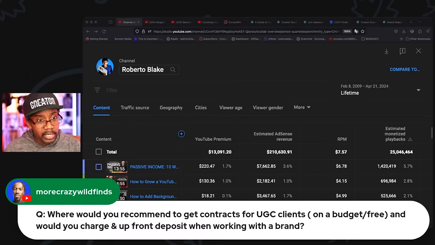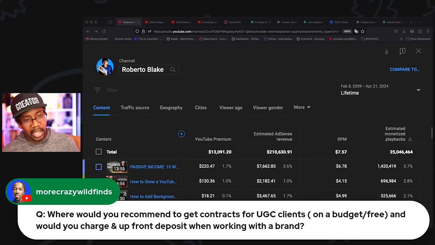Now, if you do a multi-platform situation with UGC, that's easier to secure upfront payment on. It just happens to work that way. YouTube is a little different. But if they are participating in Instagram and TikTok or multi-platform, then those brands tend to be more flexible on some version of upfront payment, sometimes a deposit of 20%, half upfront, or a fixed fee. You can do that. I also, for UGC content, would include termination fees in the contract.